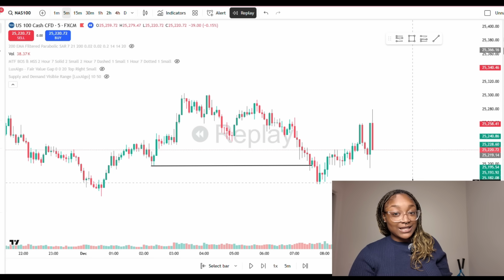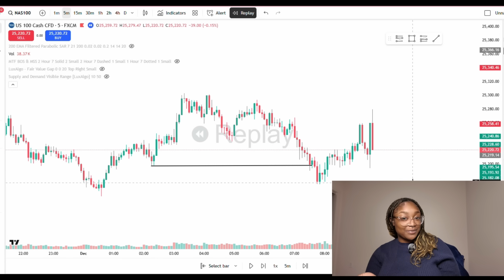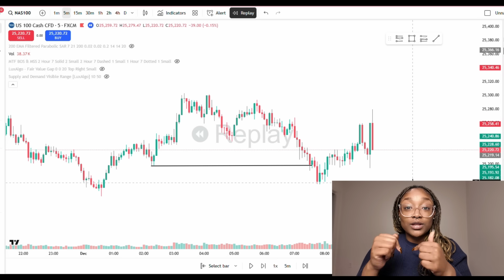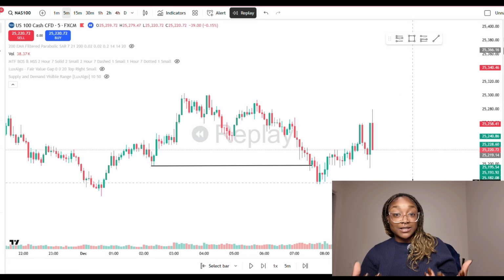Once I know the direction, that's when I define my zones, supplies or demands. But in this case, we're looking for buys, so demands. At this point, I'm looking for the last down candle before a big push up, because that's gonna classify my demand, or vice versa. If I'm looking for supplies, I'm looking for the last up candle before the market starts to go down and make a new low, because that's gonna classify my supply zone.